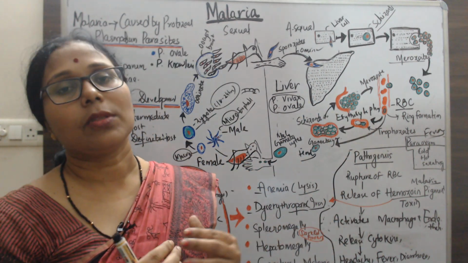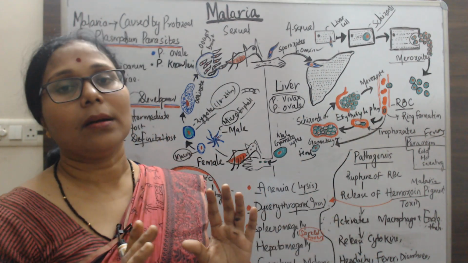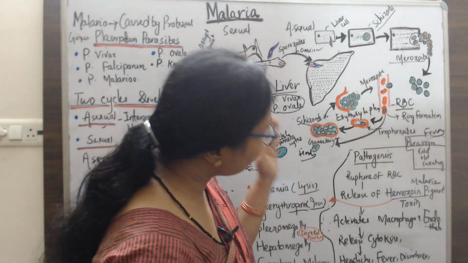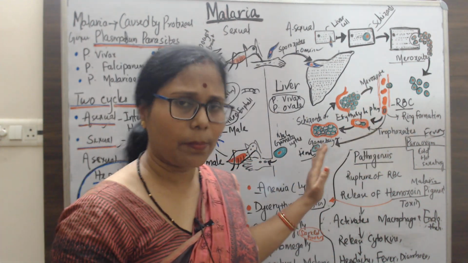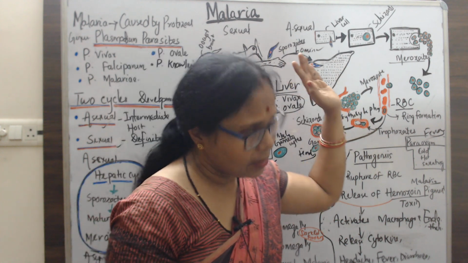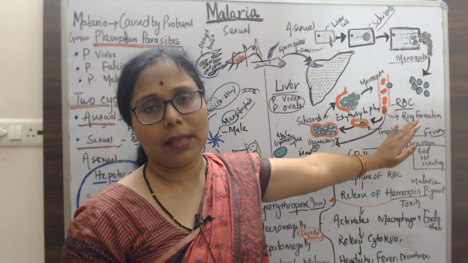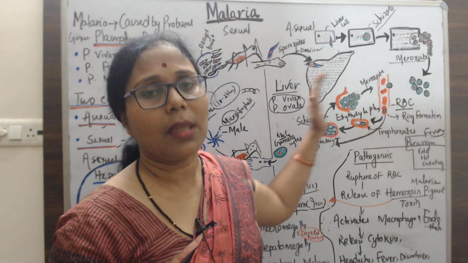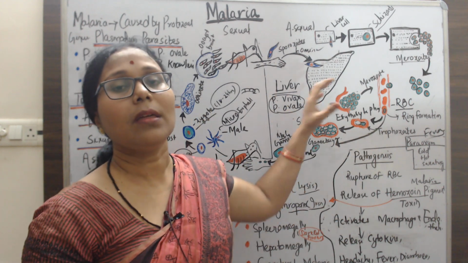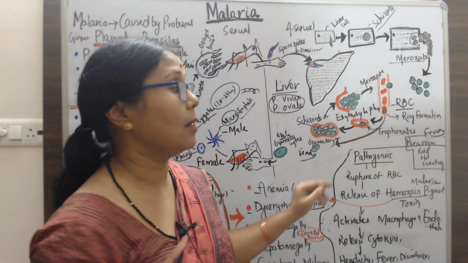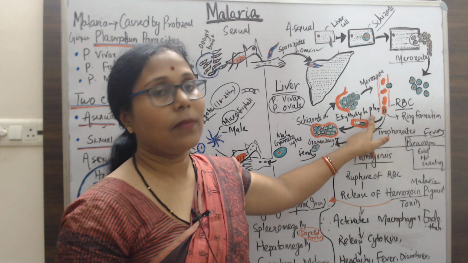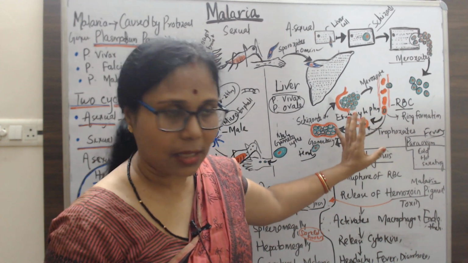These merozoites, or daughter cells, again come into the blood circulation. Again the same procedure repeats. The merozoites again invade healthy RBCs, and continually the same things go on. So this is a cycle. This is the erythrocytic phase, or erythrocytic cycle, that takes place.